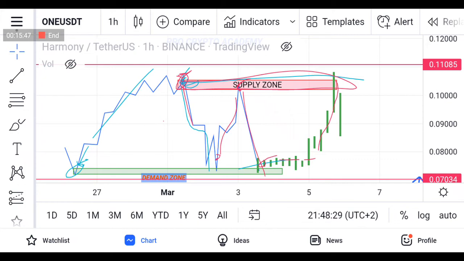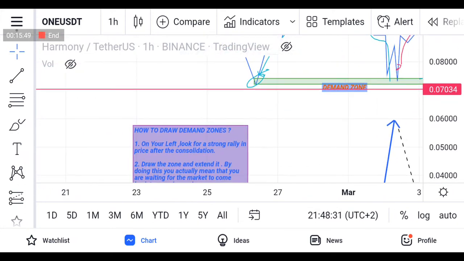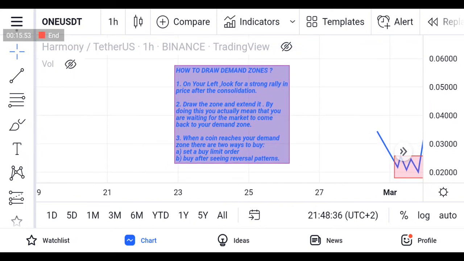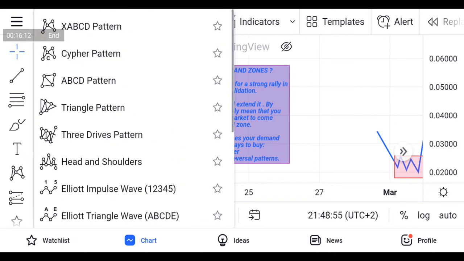So how to draw these demand zones. I've already talked about the demand zones, but I wrote some notes here. You can take a screenshot or you can just keep the video. How to draw a demand zone, right? On your left, like what I've said, look for the strong rallying price after consolidation, where there was a strong rallying price.